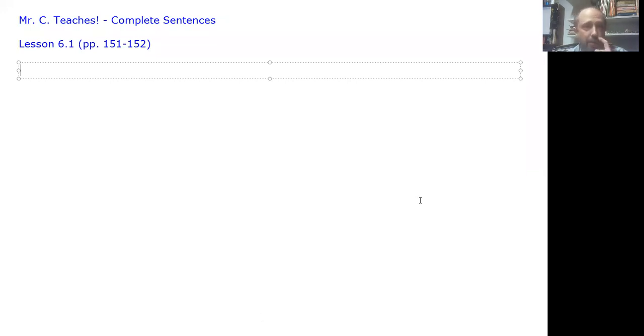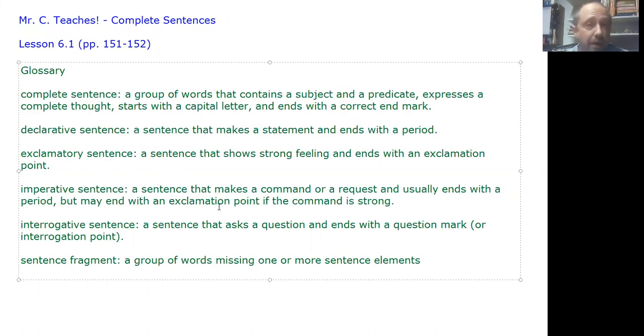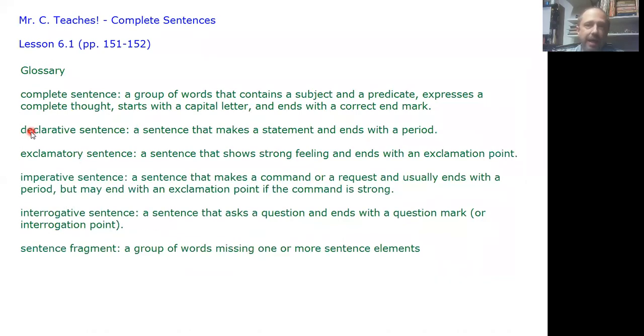So there are a number of terms that you need to make sure end up in the glossary of your ELA notes, and here they are. So I will speak briefly about them, and then you can pause the video to make sure these get copied. 4 of these definitions have to do with types of sentences. So we have a declarative sentence here, exclamatory, imperative, and interrogative. Sentences are classified by what they do.